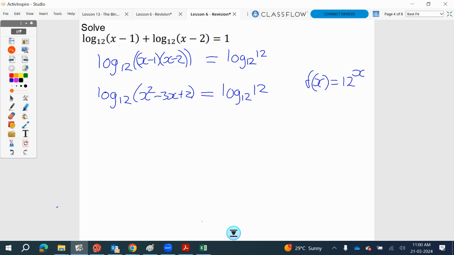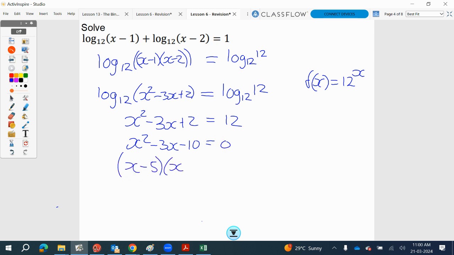So here at this point, we cancel the function, which gives us x squared minus 3x plus 2 is equal to 12. So this gives us x squared minus 3x minus 10 equals 0. And we factor to be x minus 5, x plus 2. And then we can use the zero product property to say that x equals 5 or x equals minus 2. Whenever you get to your solutions, you must get all the solutions.